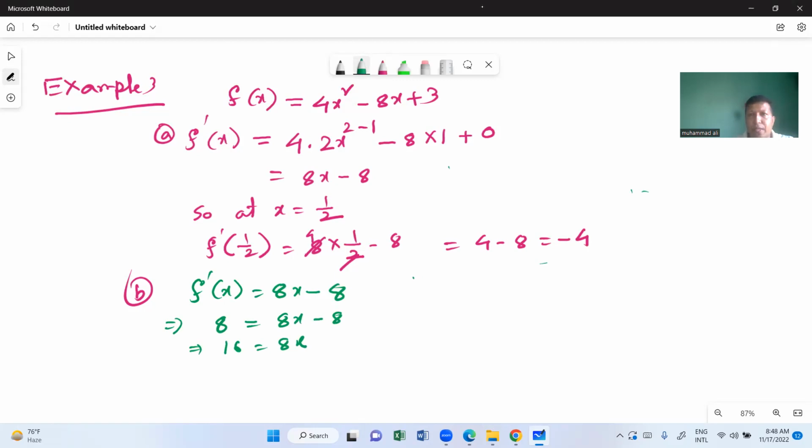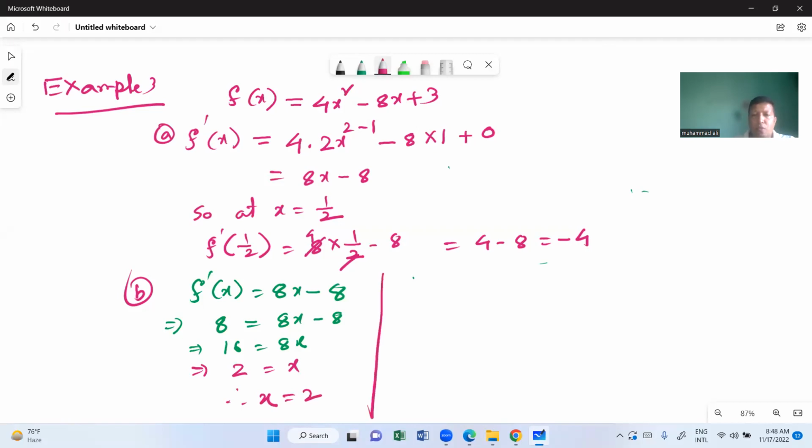Now see, 16 divided by 8 is 2. Therefore, x equals 2. When x equals 2, you should find out the value of y.